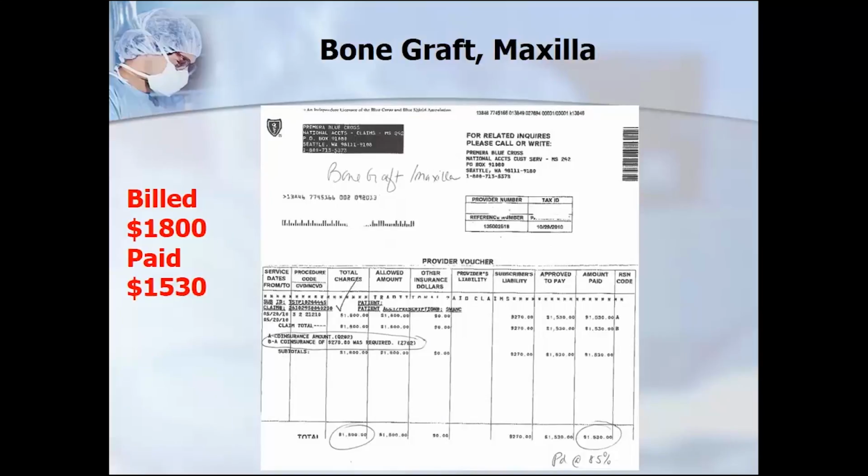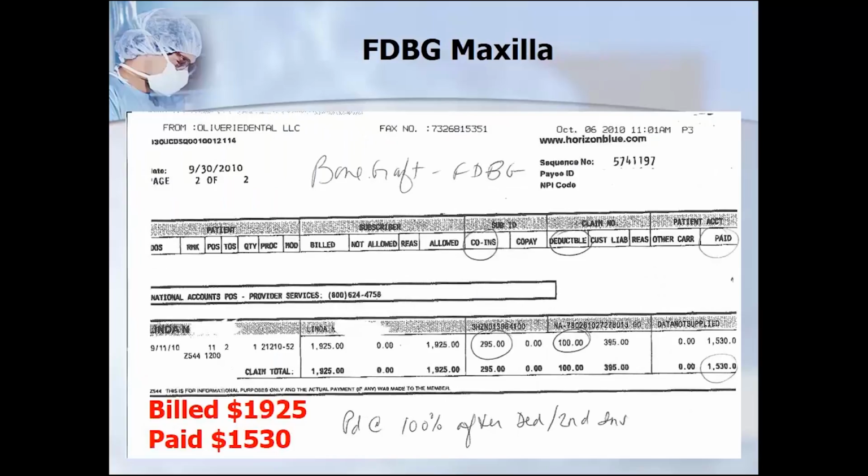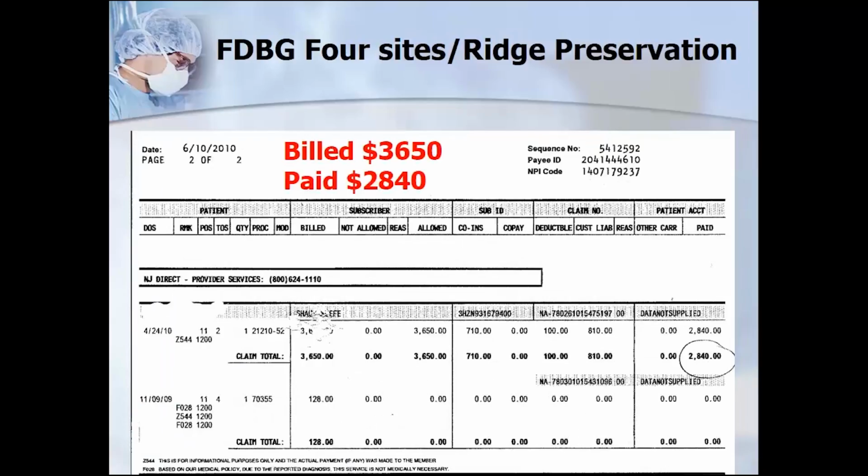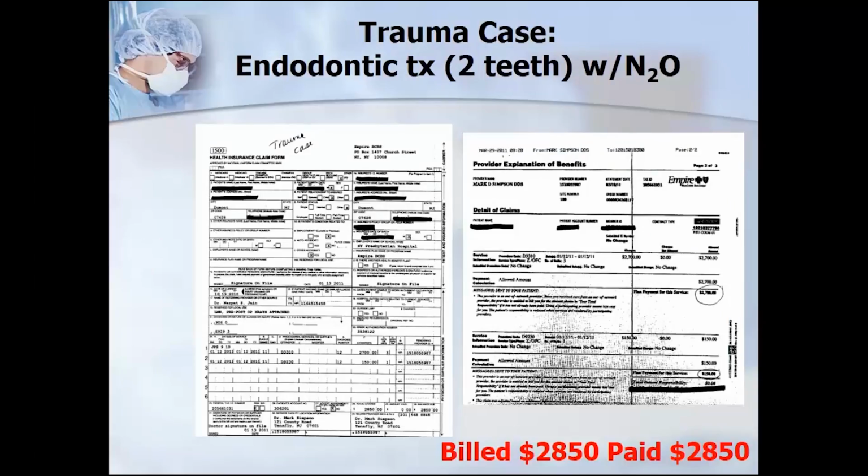Bone graft to the maxilla. Again, here we have another insurance company, and you can see what the payment is. So no matter what company, what procedure, freeze-dried bone graft in the maxilla, freeze-dried bone graft, 4 sites with ridge preservation, and a trauma case where endodontic therapy was done on 2 teeth with nitrous oxide analgesia and payment in full. It really doesn't matter what the company is, what the procedure is. Medical coverage is there.